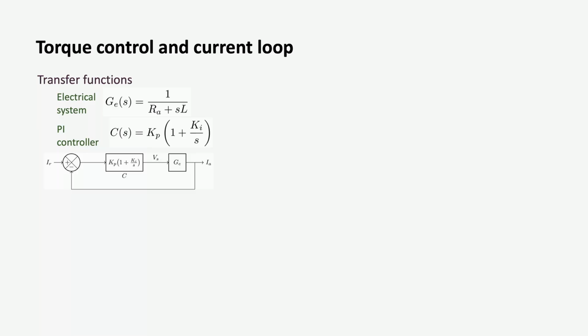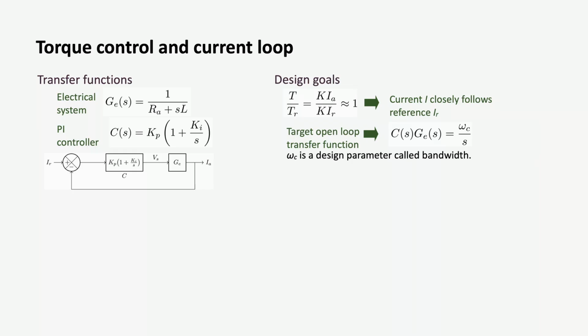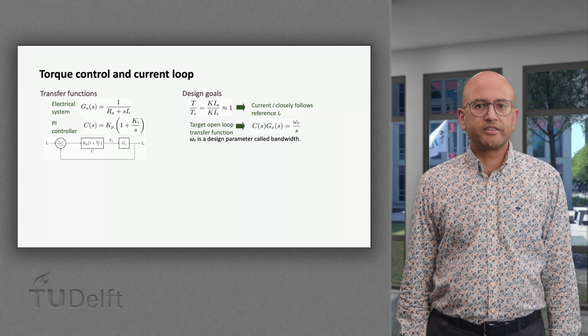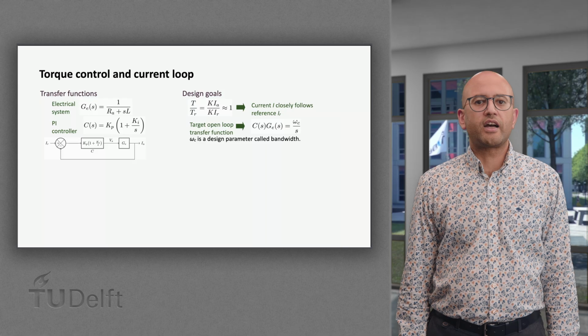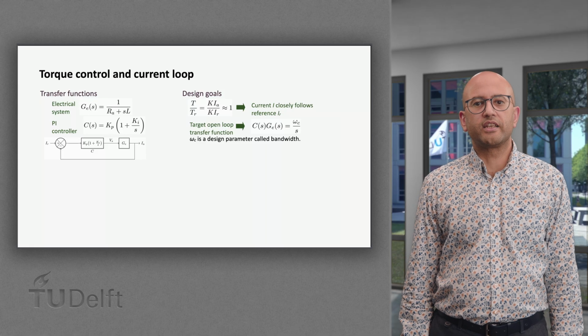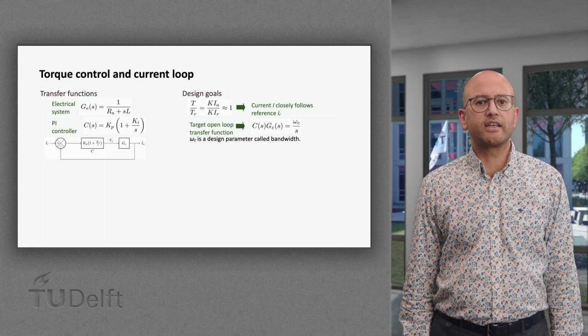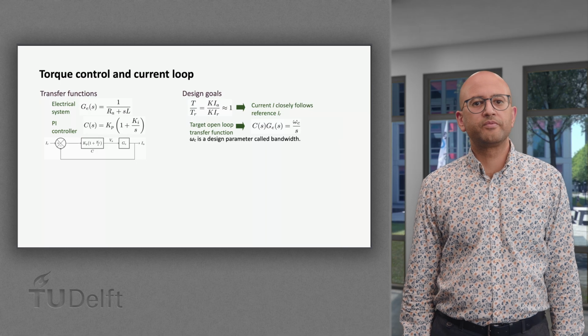The current loop is then described by this block diagram. The goal of designing the current control loop is to let the torque T follow its reference T_R. So the closed-loop transfer function should approximate 1 to a certain extent. It can be guaranteed by making the open-loop transfer function, which is C times G_E, equal to omega_C over s, where omega_C is the bandwidth of the current loop.